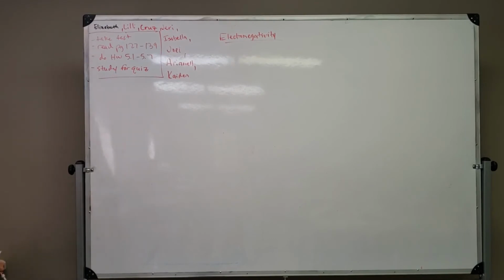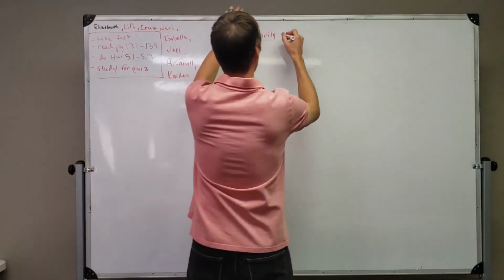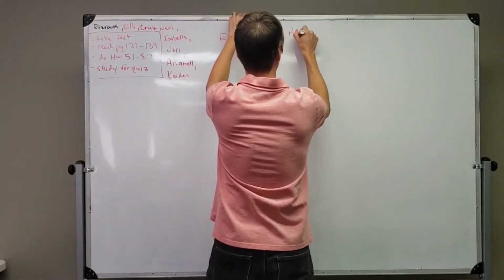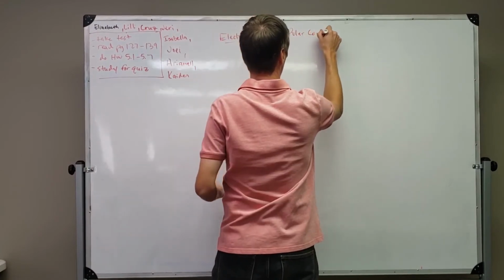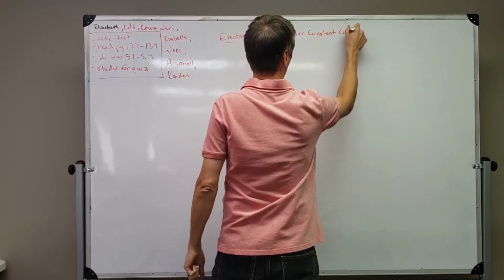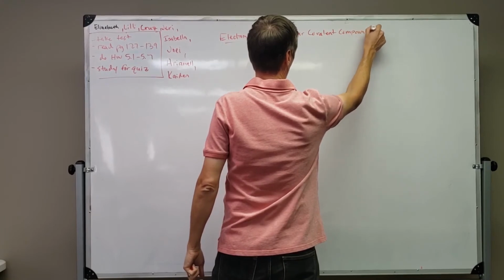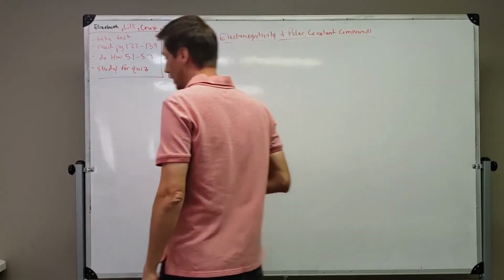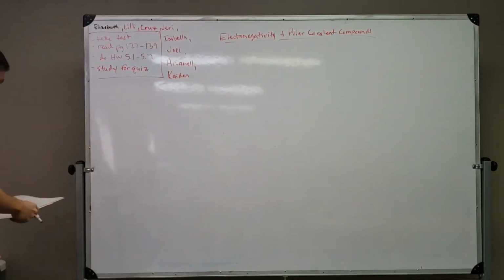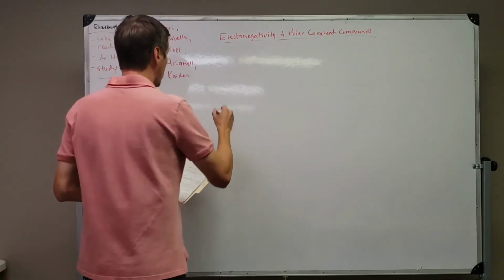You know what? Actually, I'll title this session Electronegativity and Polar Covalent Compounds. Right. I think that's what he entitled this section in the book. But before we dig into what those are, let's talk about atomic radius.